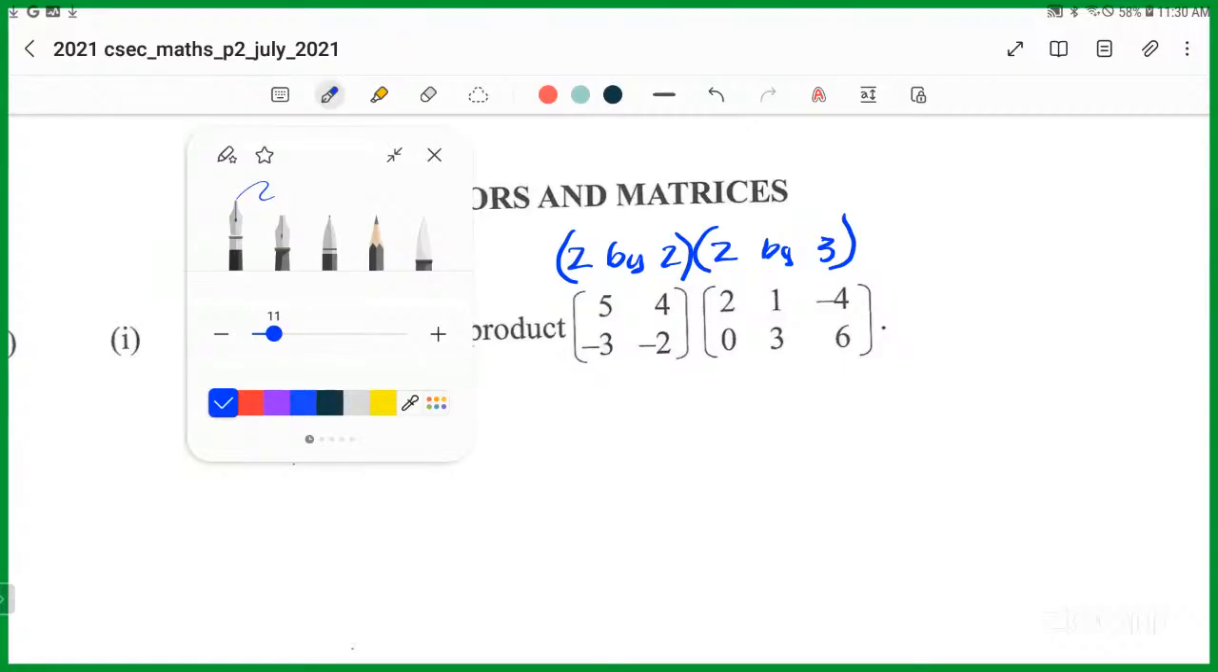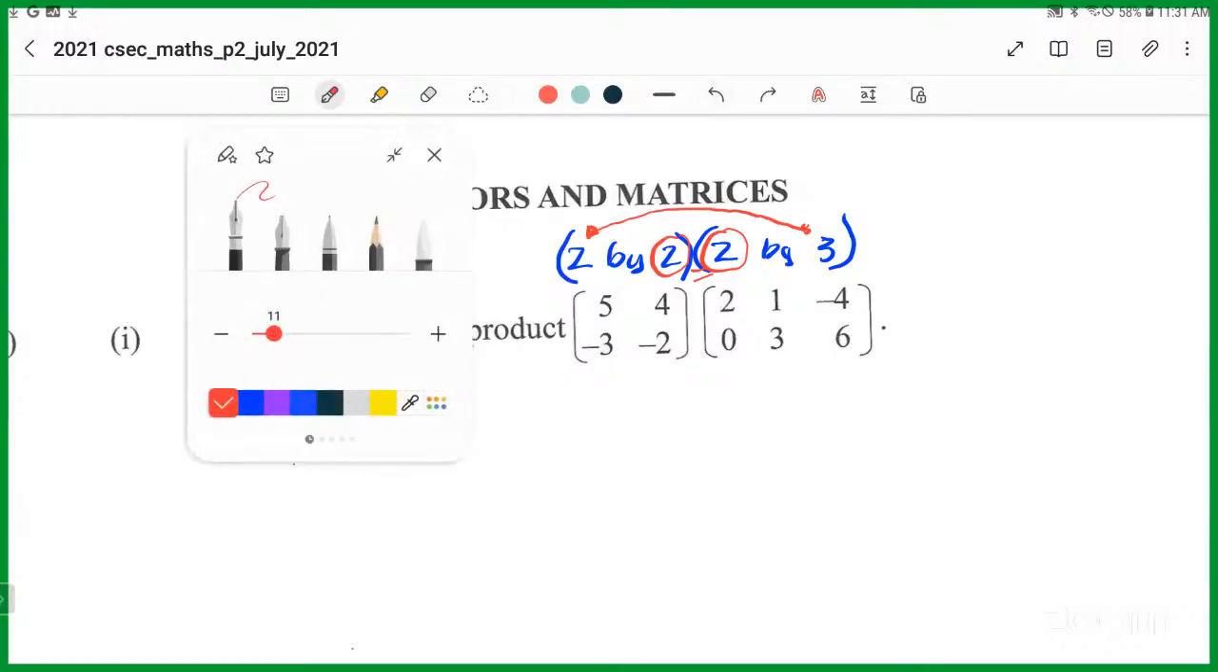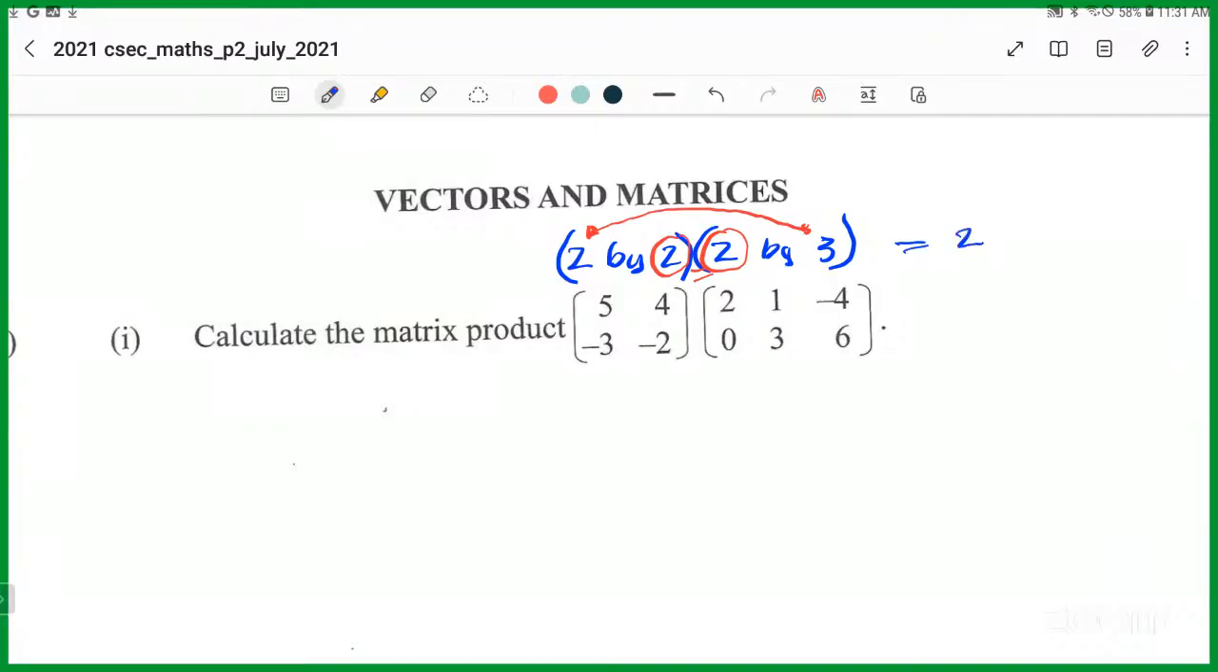Since the number of columns in the first matrix is equal to the number of rows in the second matrix, the multiplication is possible, and the resulting matrix will take the number of rows from the first matrix, together with the number of columns in the second matrix. So the resulting matrix is of the order 2 by 3. That's 2 rows and 3 columns. So we can set up for that.